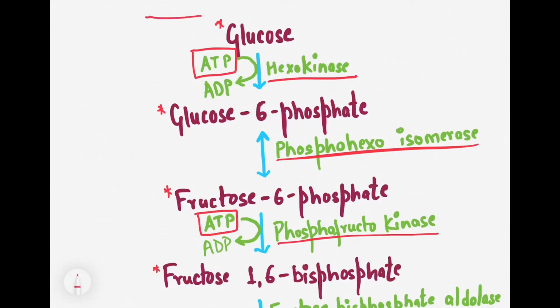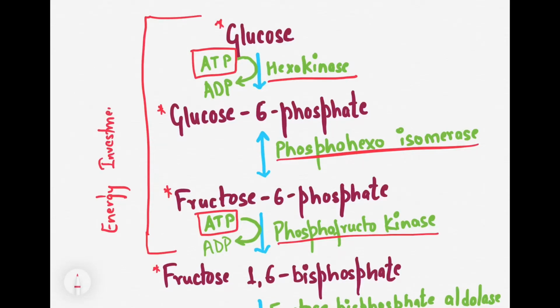So the steps up to here in glycolysis are also known as the energy investment phase because there is utilization of 2 ATP molecules. Up to now there is no production of ATP molecule, rather utilization. Hence it is also known as the energy investment phase.